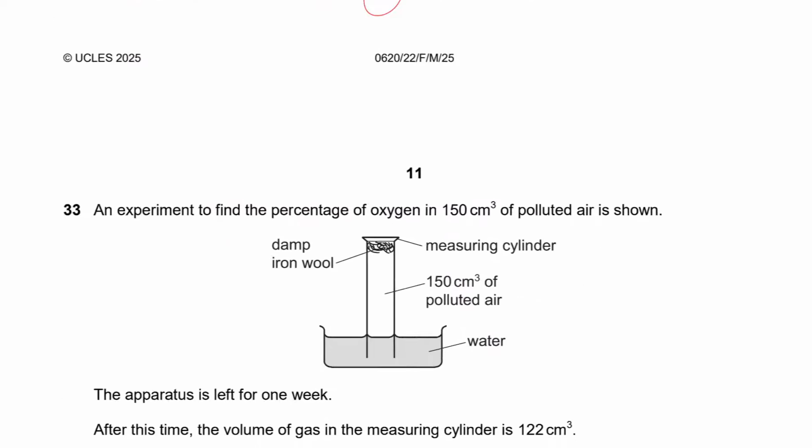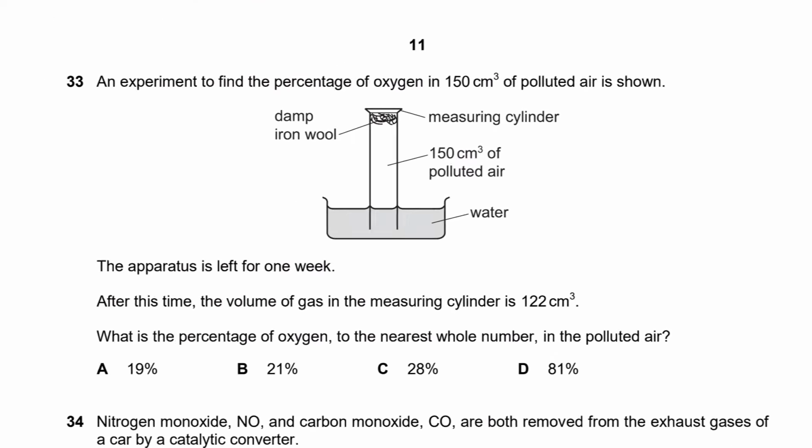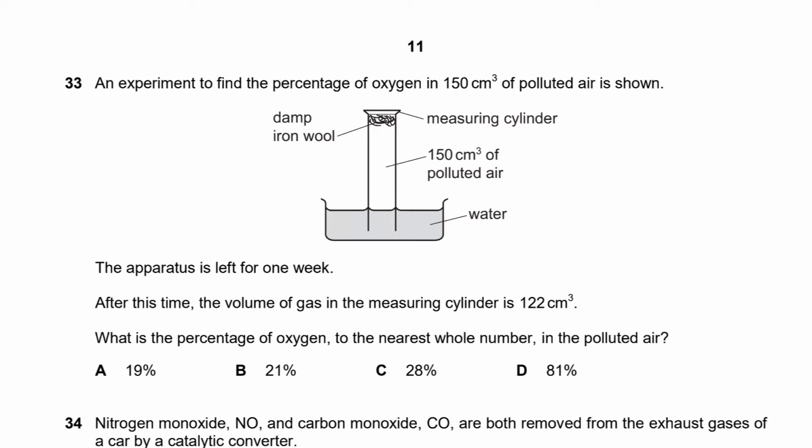So yeah. An experiment to find out the percentage of oxygen in polluted air is shown. The apparatus is left for 1 week. After this time, the volume is 122 cm cube. What is the percentage of oxygen nearest to the whole? Literally, it's a mathematics question, not even chemistry. You went from 150 to 122. So the difference is the amount of oxygen used up because iron would have rusted, right? Iron would have reacted with the oxygen to rust. So what's the difference? 150 minus 122. And how do you calculate percentage? Divided by the original value into 100%.